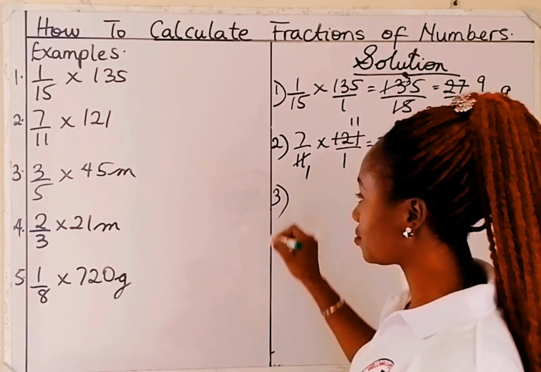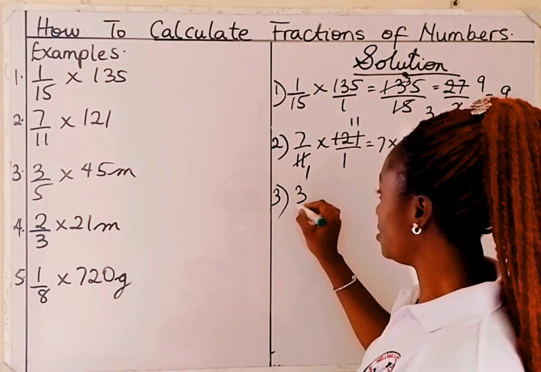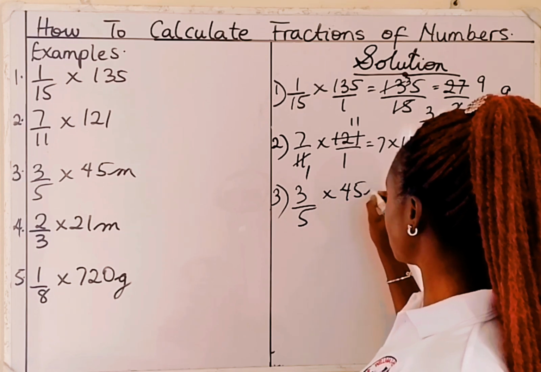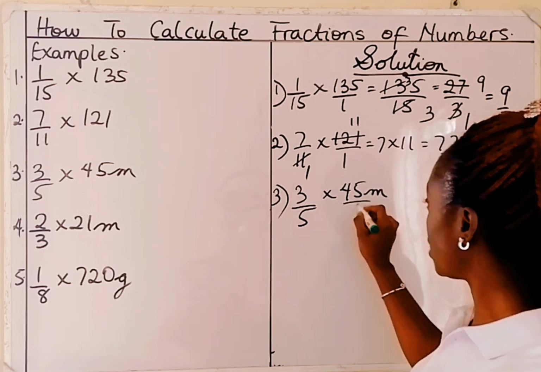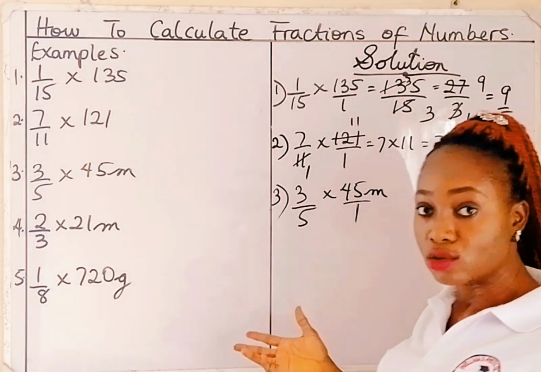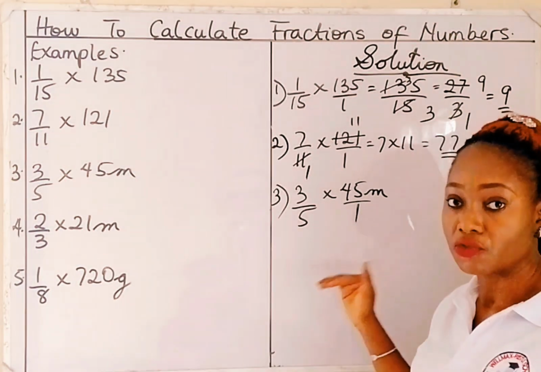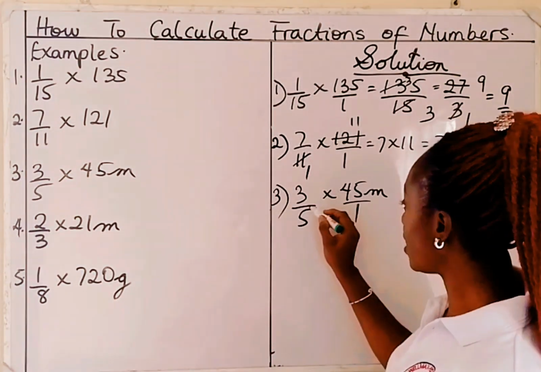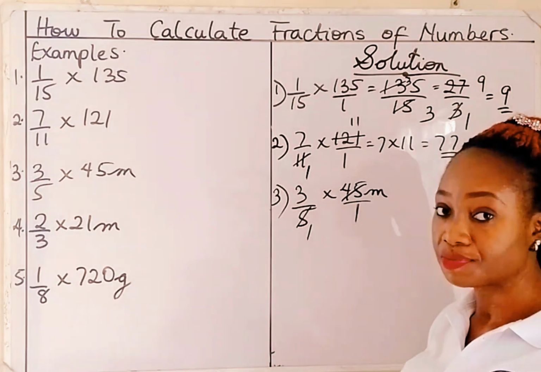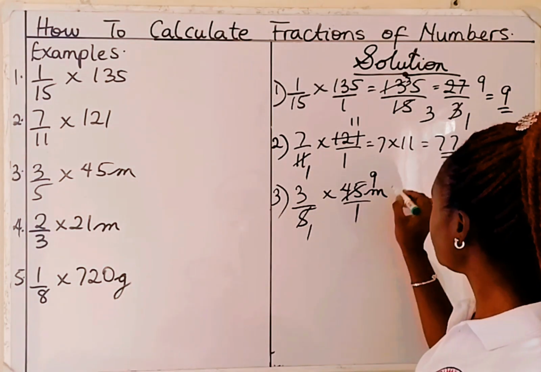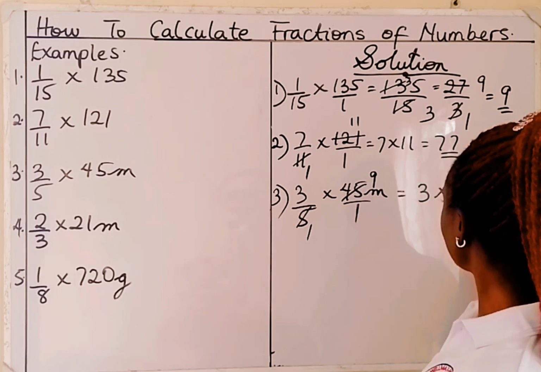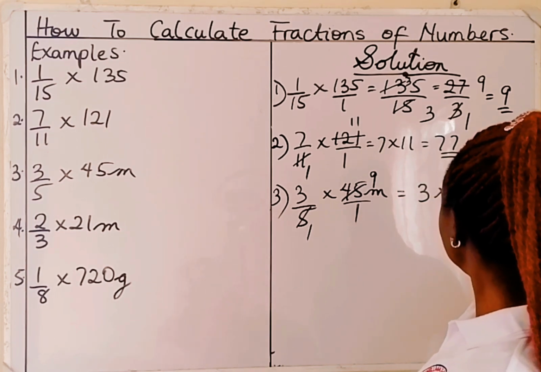Question 3. You can see it's very easy. 3 over 5 times 45 meters. Okay? Now here, instead of multiplying it out, we can just reduce the fraction from here. 5 can go into 5 once, and in 45 how many times? 9 times. This is what? 3 times 9 meters, which equals 27 meters.